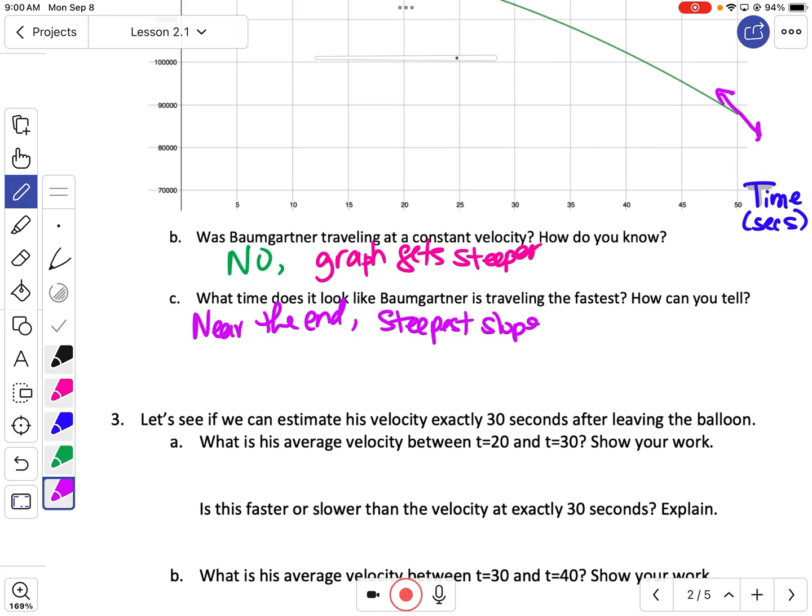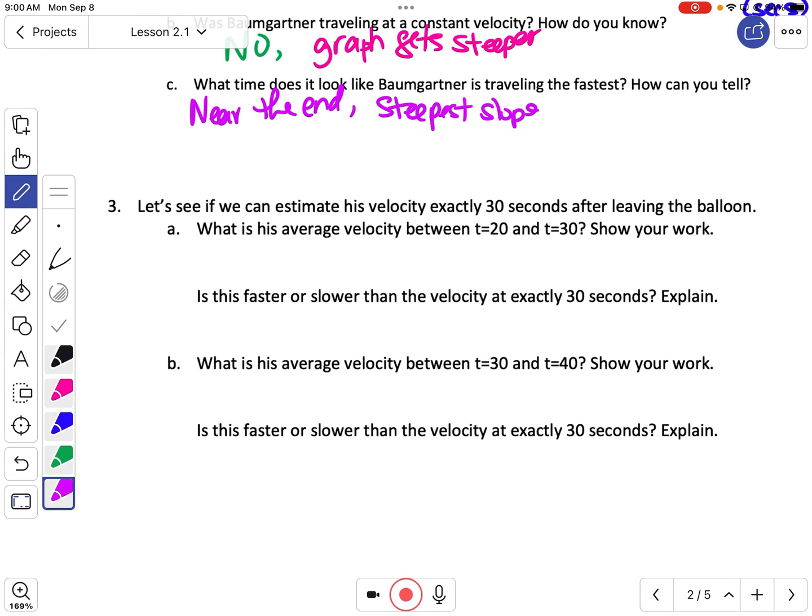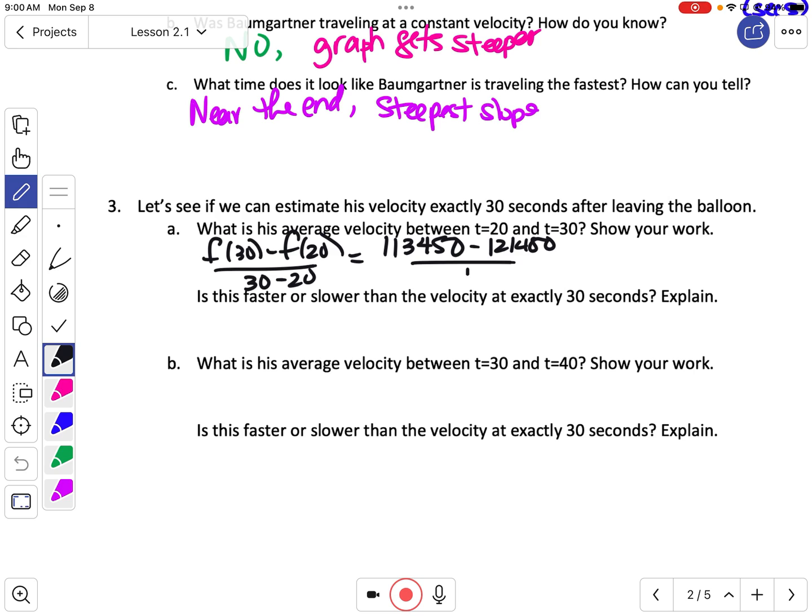They asked me to find his velocity at around 30 seconds. They start with the average velocity between 20 and 30. So we're going to do f at 30 minus f at 20, over 30 minus 20. We got some big numbers. Y'all get these? 450 minus 121,450, all of that divided by 10, we get negative 800 feet per second.